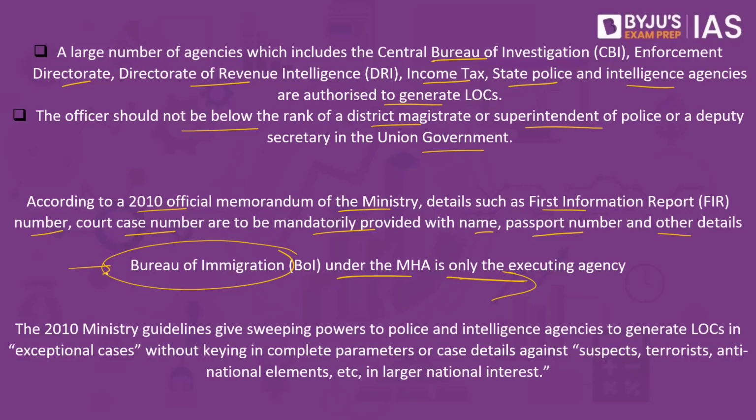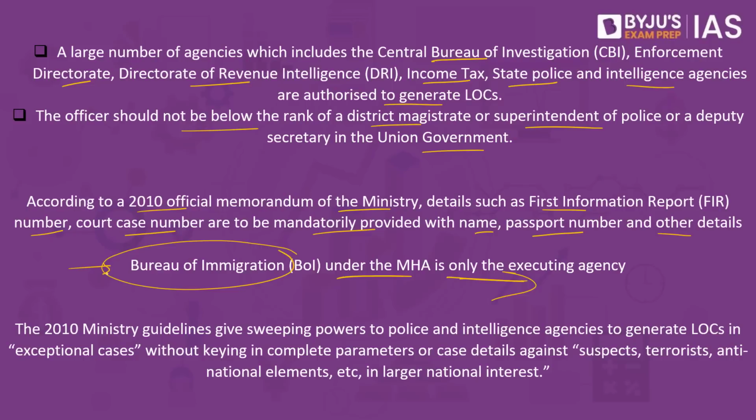So if this person files a case in a court of law, who will be the respondent? It will be that parent agency. The Bureau of Immigration can be added, but the ultimate liability of running this case and providing the evidence is with the parent body. So the liability is ultimately with the parent body, which has requested the Bureau of Immigration to make this arrest for a temporary period.